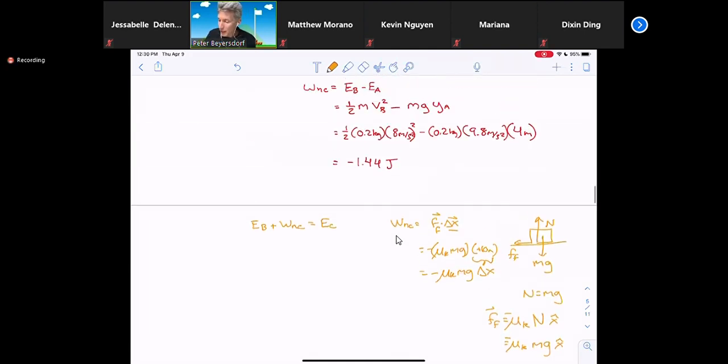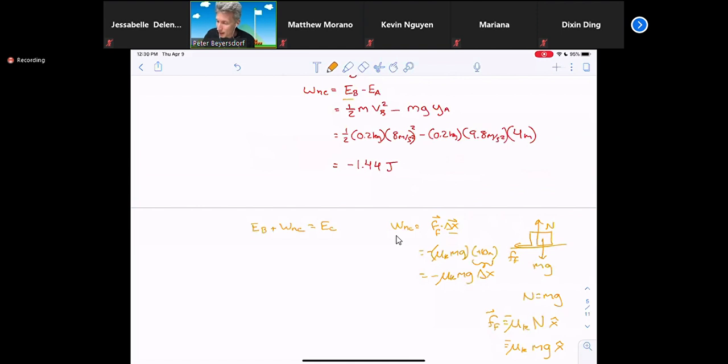Okay, so I already know what the energy at point B is because I used it in the previous part of the problem. It's right here, so I can just write that again, 1/2 m vB squared. The work done by non-conservative forces, I've just found, is minus mu k mg delta x. And the energy at point C is 0 because the block comes to rest and it's at the bottom.